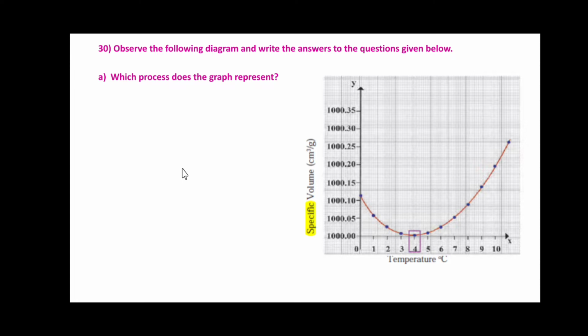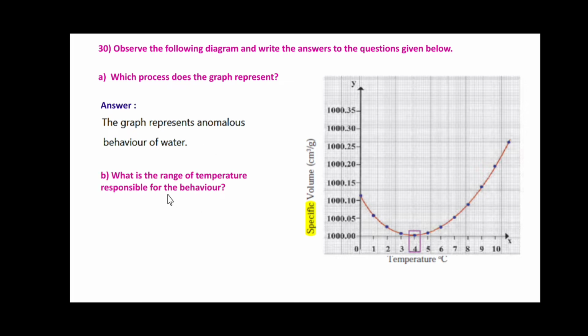The questions are, which process does the graph represent? The answer will be, the graph represents the anomalous behavior of water. What is the range of temperature responsible for the behavior? The range of temperature responsible for this behavior is 0 degrees Celsius to 4 degrees Celsius.